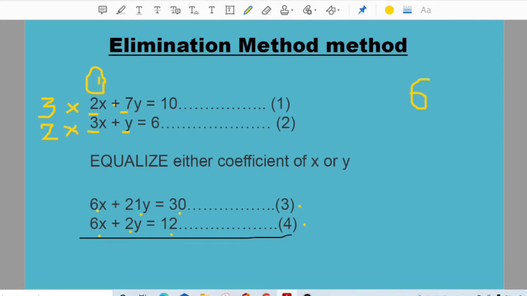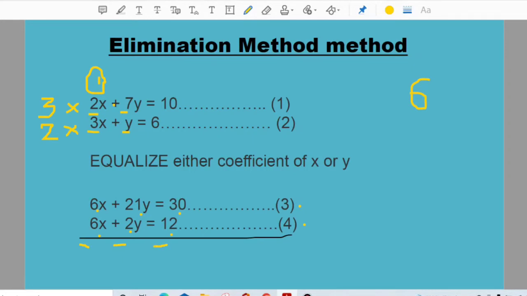Okay. Now what we need to do is eliminate one of the variables, and as we can see, 6x and 6x are common here. So we will subtract in order to eliminate one of the variables and extract the answer. So how are we going to do it? In the process, we need to change the signs of the second equation, which is written below. So if here it is plus 6x, it will become minus 6x. If it is plus 2y, it will become minus 2y. If it is plus 12, it will become minus 12.